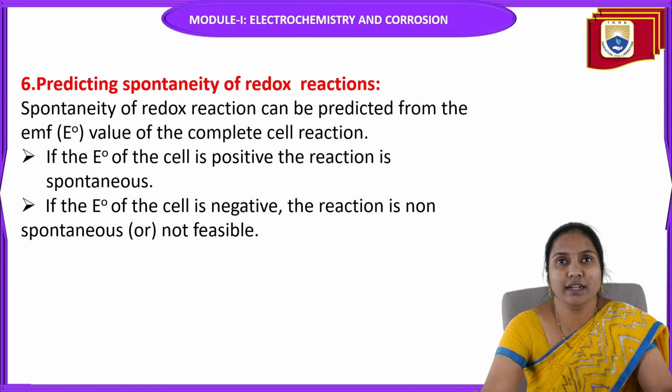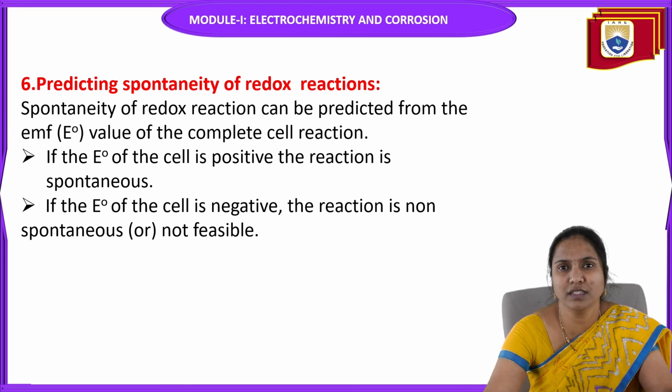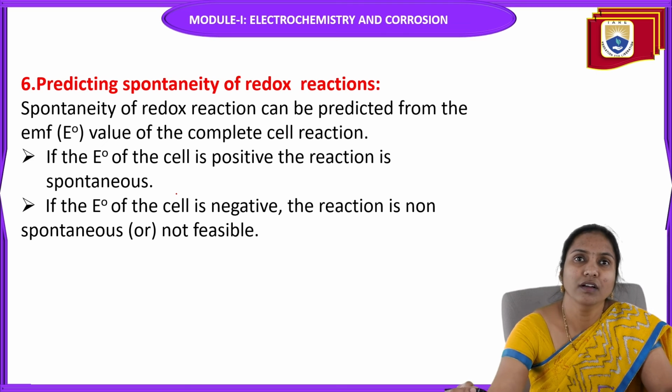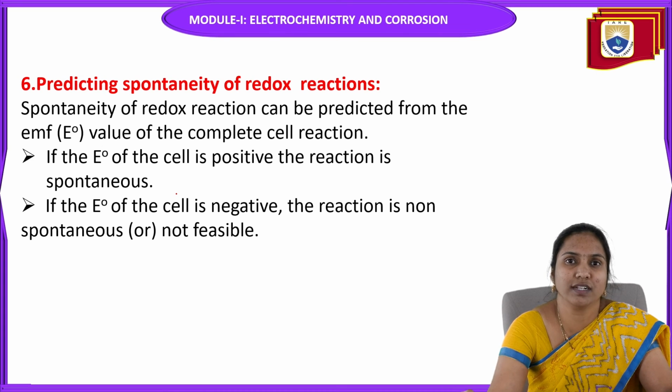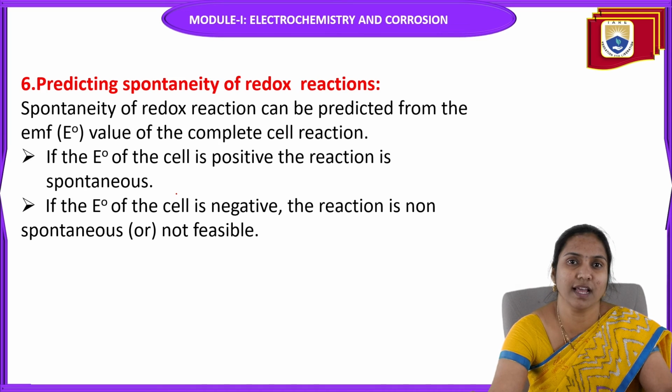Now we'll discuss predicting spontaneity or feasibility of a redox reaction. Redox means both oxidation and reduction reactions take place. The spontaneity of a redox reaction can be predicted or calculated from the EMF value of the complete cell reaction. So, can we calculate the feasibility of the redox reaction? It can be predicted from the EMF value of the complete cell reaction.